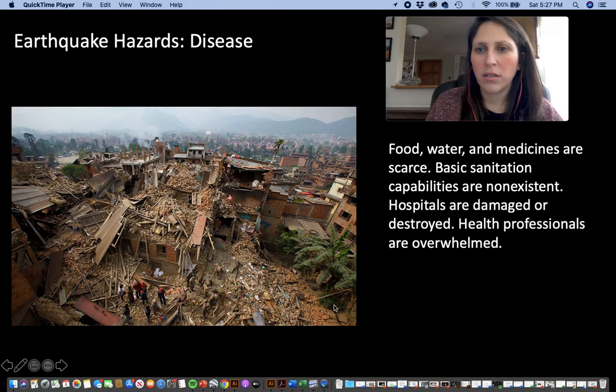And then our last one that we can talk about is disease. In poorer parts of countries, when these earthquakes happen, they totally decimate structures that are not as modern as they should be in these earthquake-prone areas. The buildings crumble and collapse pretty easily. Sanitation is non-existent because everything is pretty much decimated. Hospitals may be destroyed, etc. Health professionals are overwhelmed. This is an easy start to disease when these earthquakes happen.